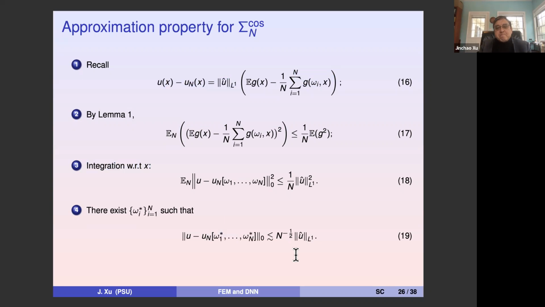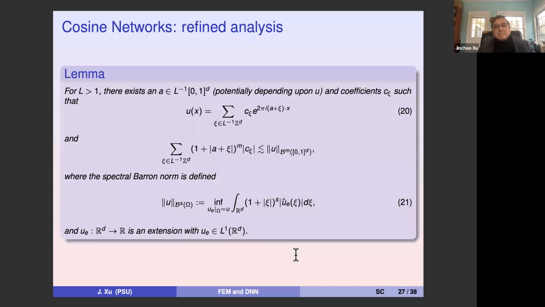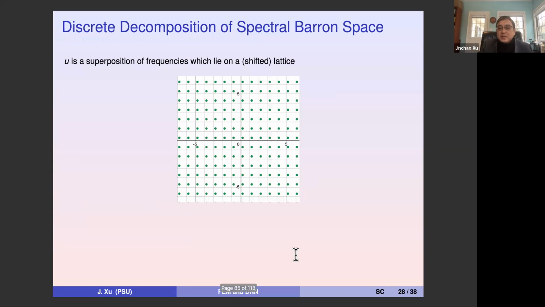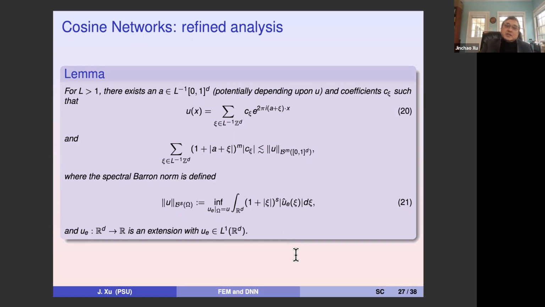But now, that's the n to the negative half result. Recently, I just want to see, can you do better for cosine? As it turns out, if you have a cosine network, which this is something I did, wait a minute, do I have a reference here? This is Jonathan Siegel. I'm trying to get Jonathan to add his reference here. Jonathan Siegel, my postdoc, did most of this analysis here.